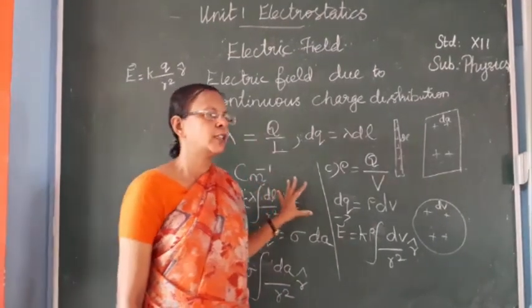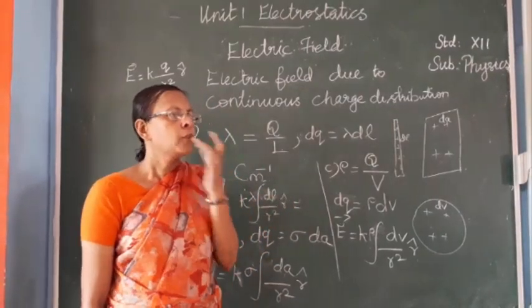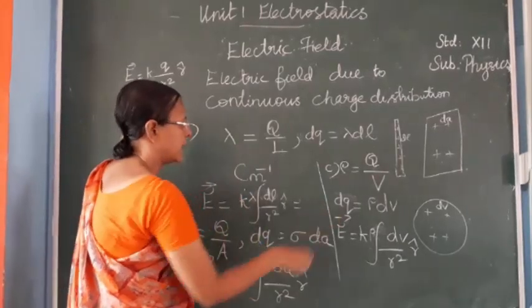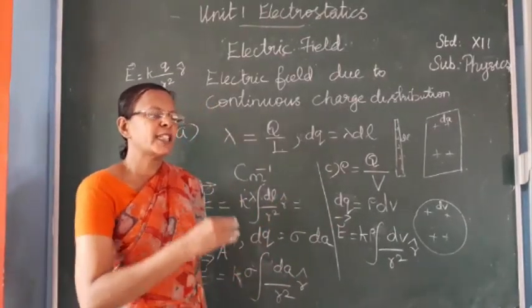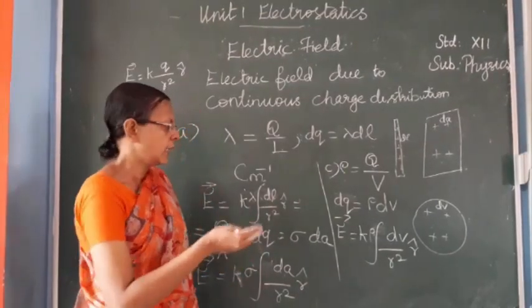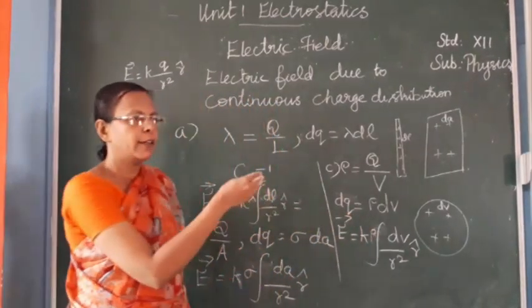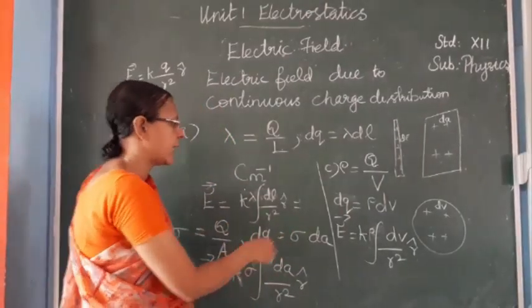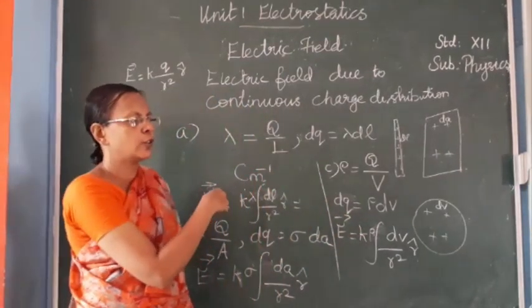What is the linear charge density? Small 1-mark words and small 2-mark questions can also come here. They can ask this as A, B, C, or we can expect the questions separately: what is linear charge density, what is surface charge density, what is volume charge density. Charge per unit length, charge per unit area, charge per unit volume. Everything you have to know well.